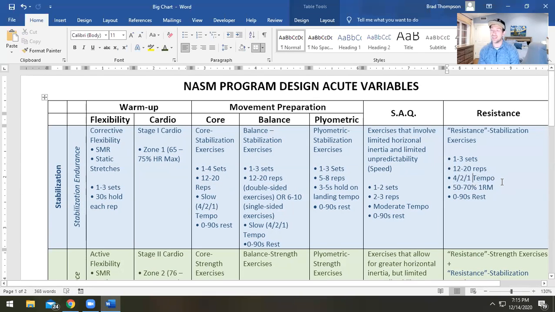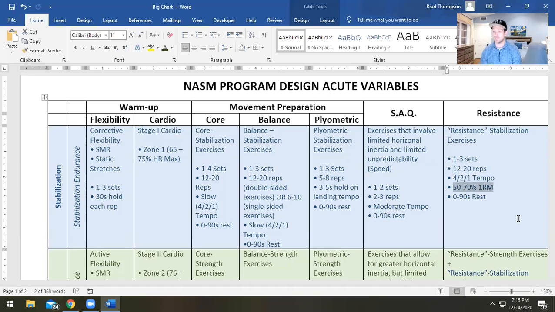So that is our resistance tempo there for stabilization clients. And you'll notice until now, we haven't had to talk about intensity. Well, you're going to lift it 50 to 70% of your 1 rep max. So you're lifting at a relatively low intensity, which makes a lot of sense considering you're doing such a high number of repetitions.